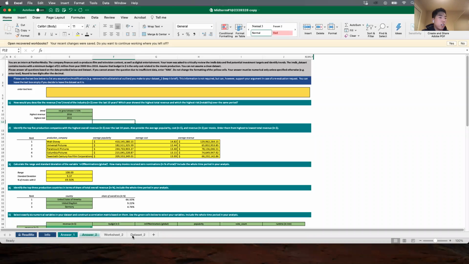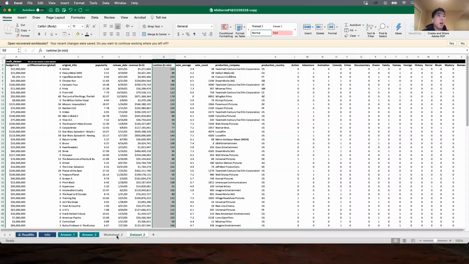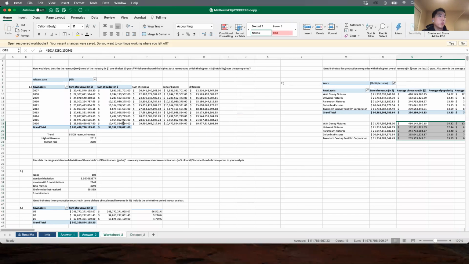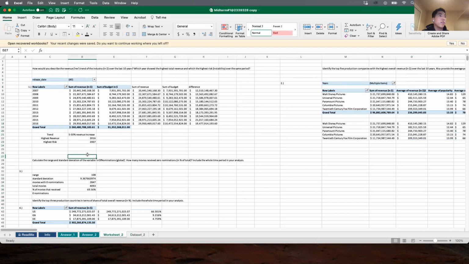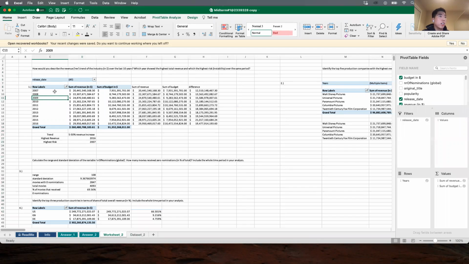I made a copy of the original midterm and redid my work to show what I did. So for question one, I made a pivot table that showed the sum of revenue for the last 10 years. And these are the fields on the right side right here. With this pivot table, I showed the progression of the sum of revenue.